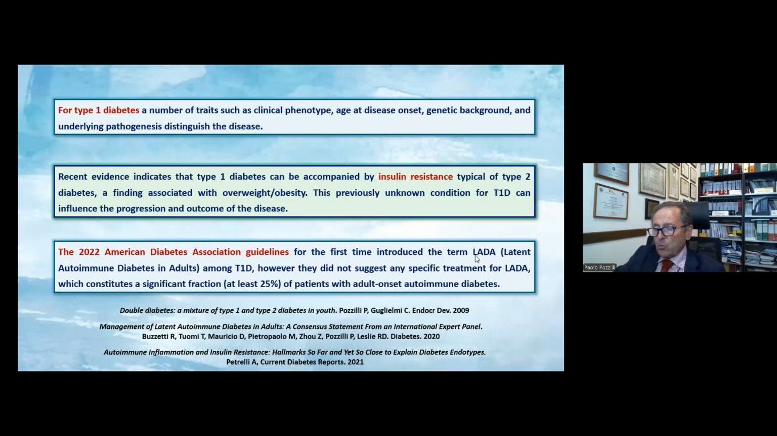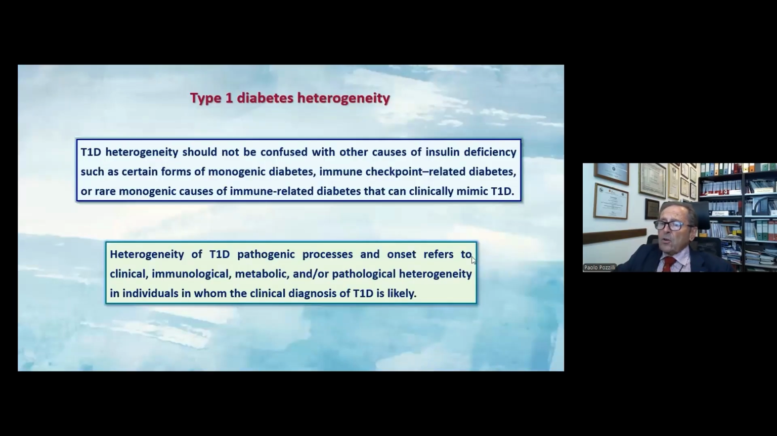I'm going to discuss with you this new concept regarding type 1 diabetes at different ages and the heterogeneity of the disease. This concept should not be confused with other causes of insulin deficiency, like monogenic diabetes or checkpoint-related diabetes or rare monogenic causes. Heterogeneity of type 1 diabetes refers only to clinical, immunological, metabolic, and pathological heterogeneity of the disease in subjects that have classical type 1 diabetes because they need insulin from the beginning, at the time of diagnosis.